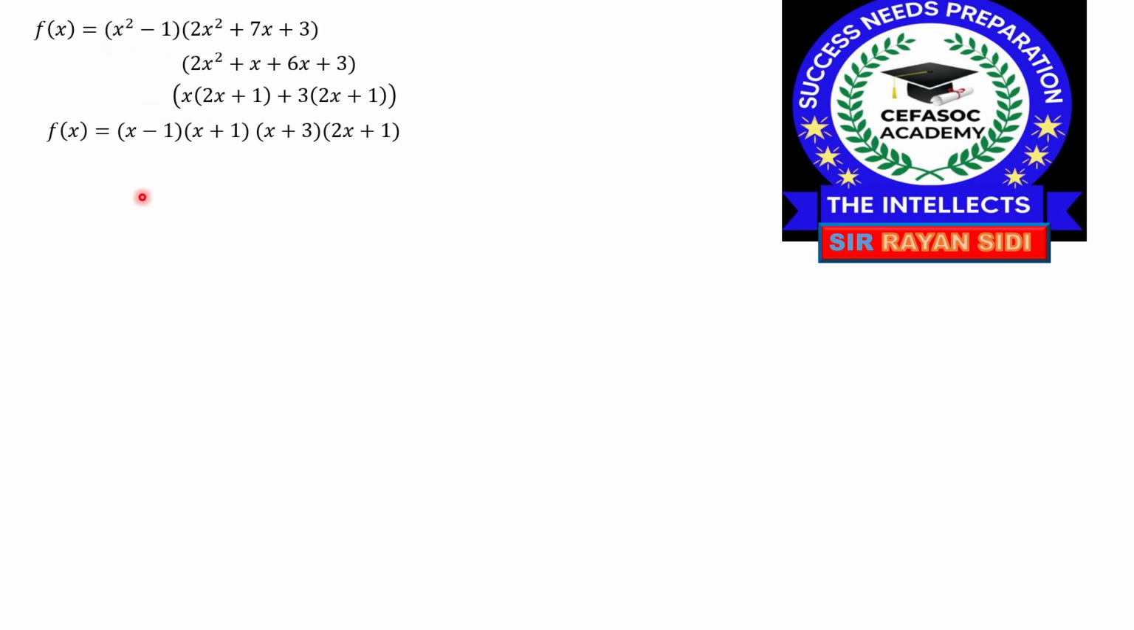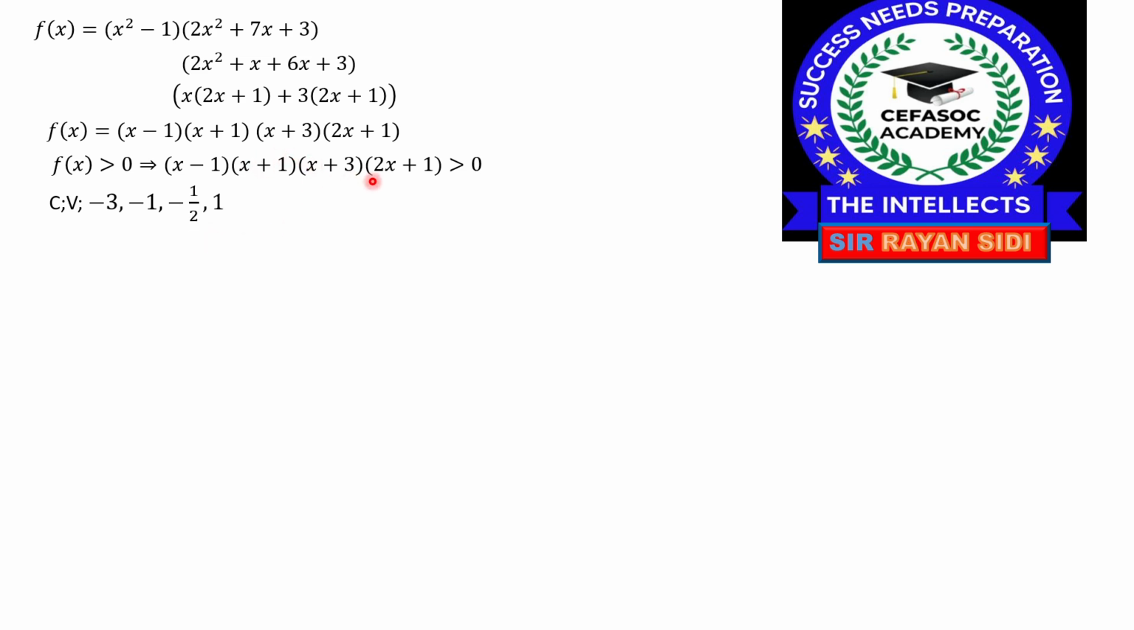Okay, now we are asked to find the set of values of x for which f of x is greater than 0. It implies that the factors of f of x that are found here are greater than 0. Now we are asked to find the set of values, it means that we need to find the critical values too. So for the critical values, we start from the most negative number to the highest number, that is the smallest number to the biggest number. The critical values, we have negative 3, negative 1, negative half, and 1.